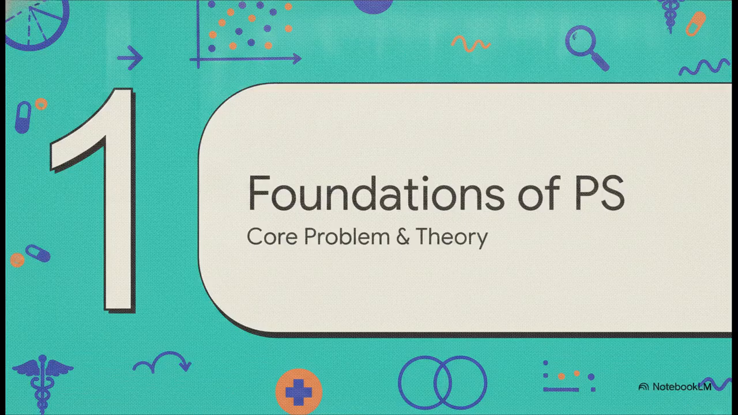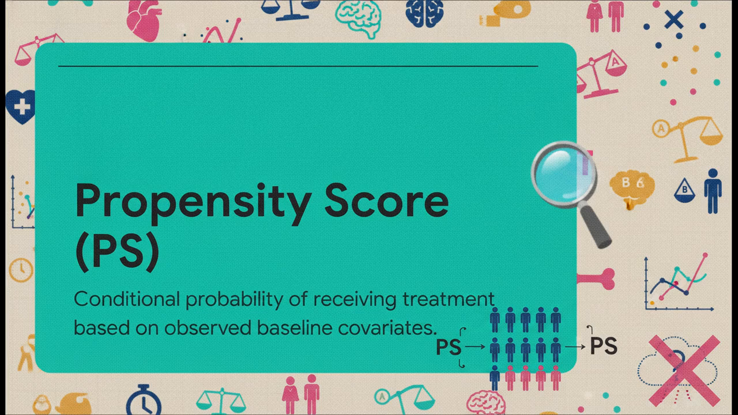Section 1. Foundations of propensity scores. Let's look at the core problem and the theory behind our solutions. Right, let's get straight to the heart of the matter. In observational studies, patients aren't randomly assigned to treatments. A clinician makes a choice based on patient characteristics, which introduces an inherent treatment selection bias. To put it simply, the treated group and the control group usually look very different right out of the gate.